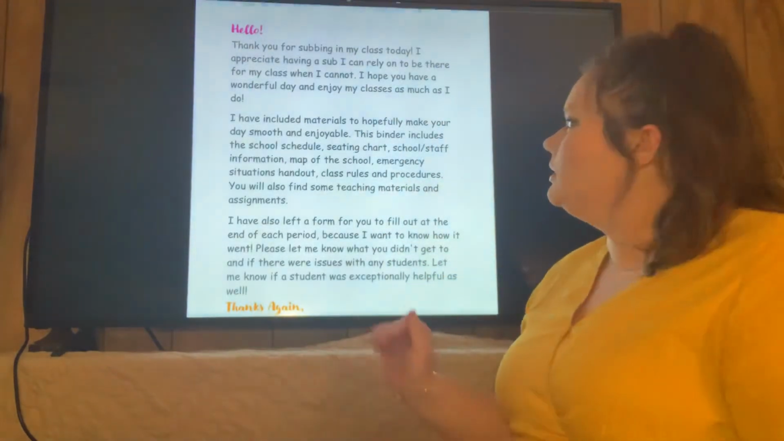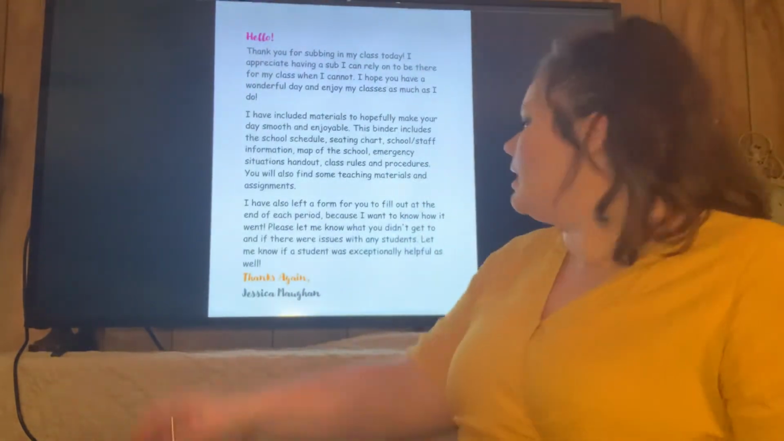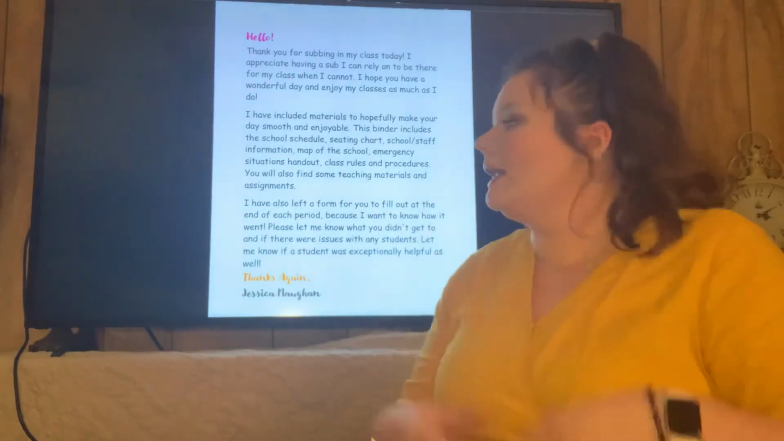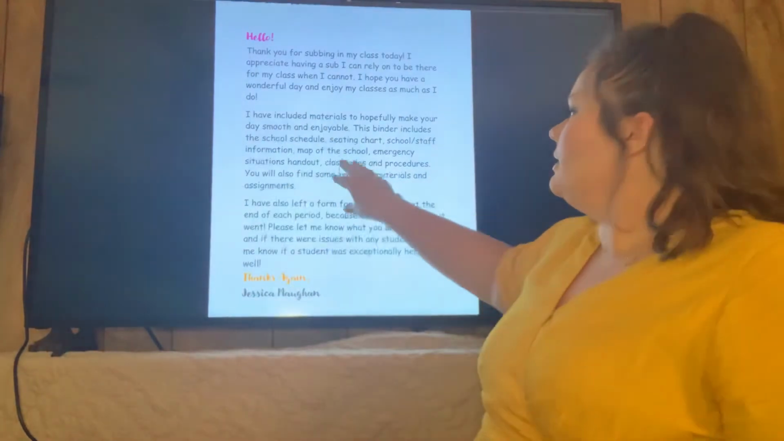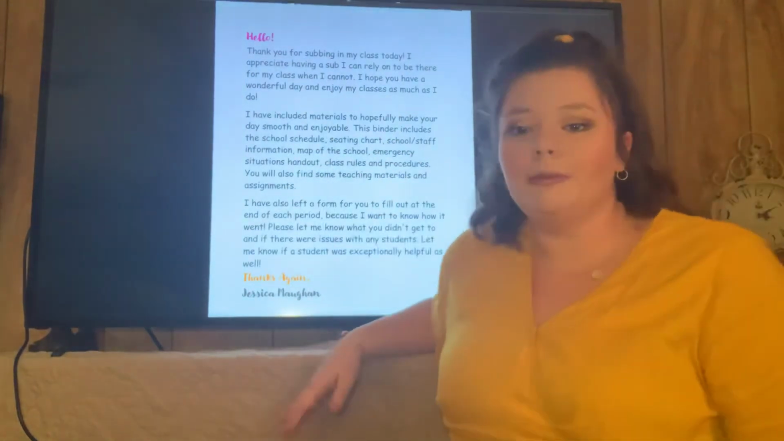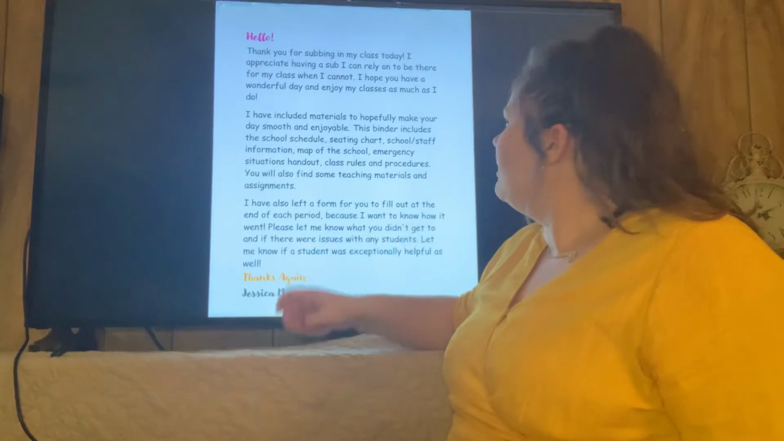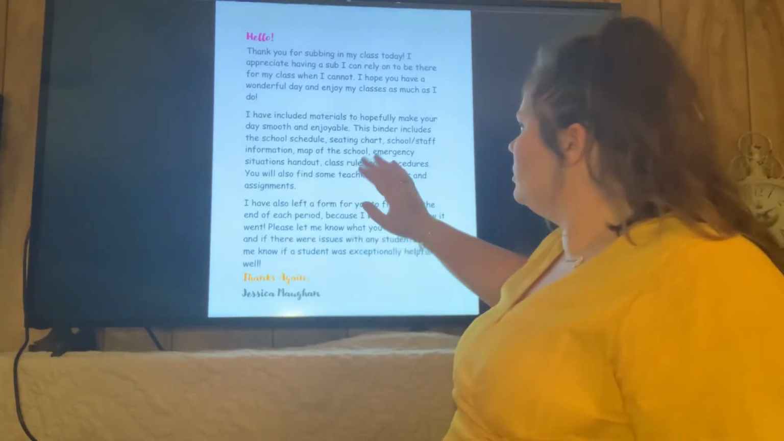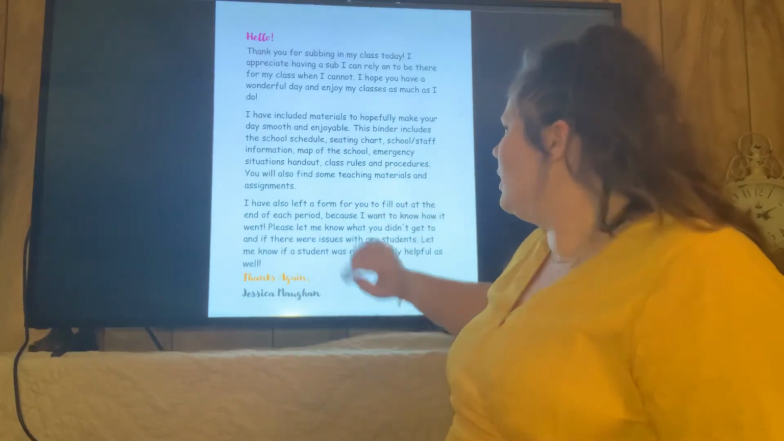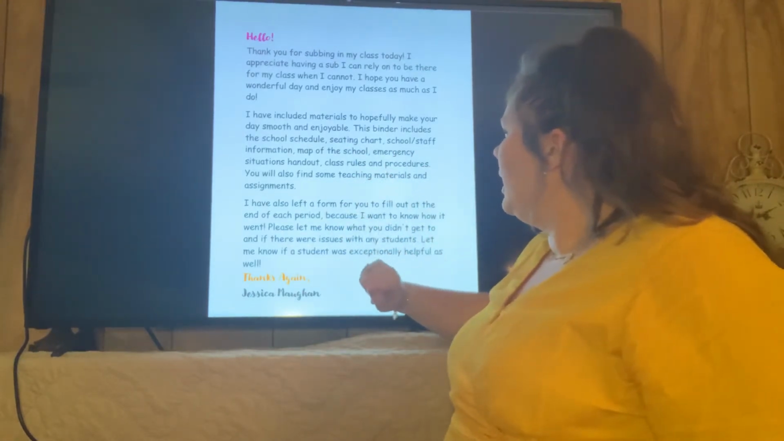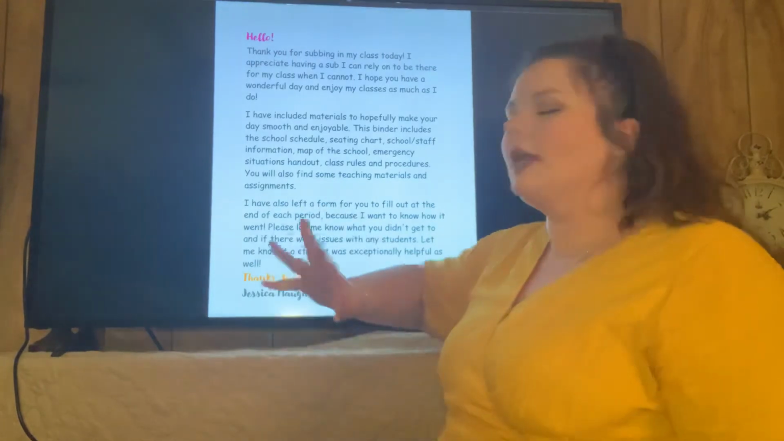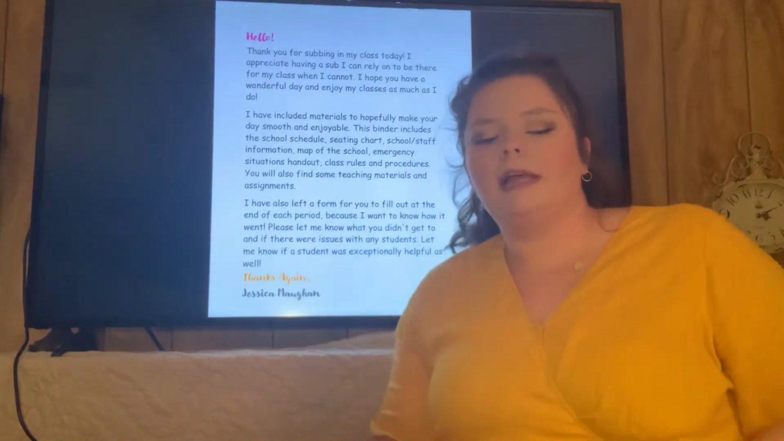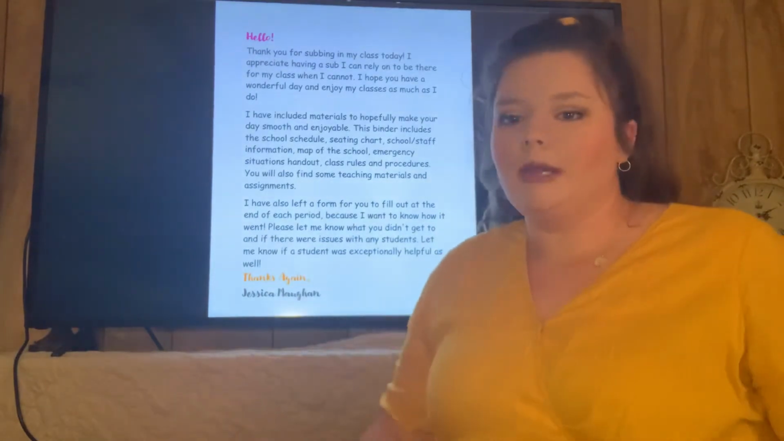So first, I just wanted to include a little welcome letter for my sub so that they know that I appreciate them and I want them to come back and I hope that they have a good time. In here, I've also included a list of what would be in my sub binder. So I have a school schedule, a seating chart, school and staff information, map of the school, emergency situations handout, class rules and procedures. I also will include a form to fill out at the end of each period. If this was a real sub binder that would be in my classroom, there would also be assignments or materials that the sub may need to use in class.